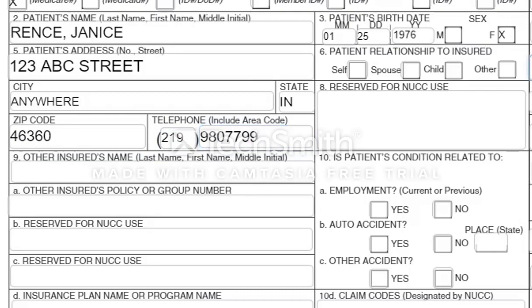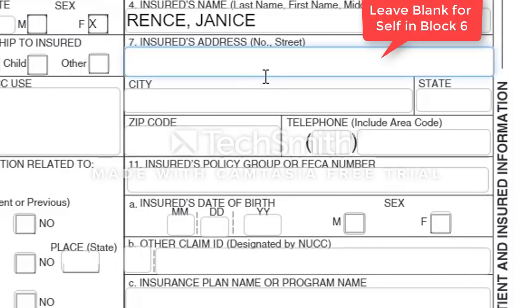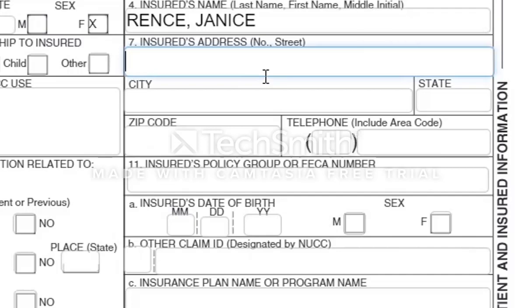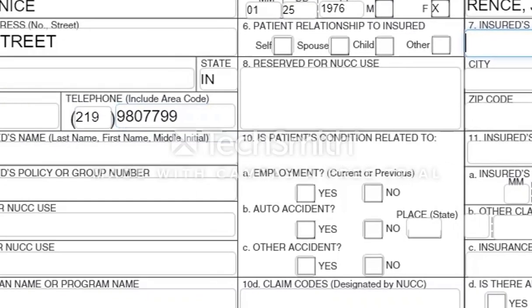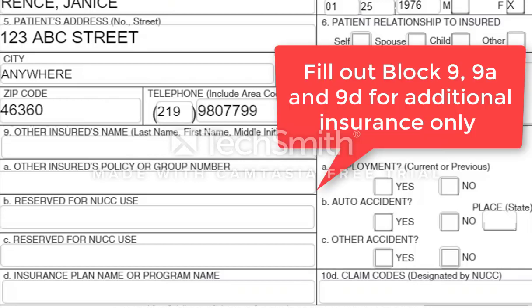Okay. Now, one of the big differences with Medicare is Block 7. We do not need to fill it in unless it is somebody else. With this being a self, we leave it blank. Block 8, we will leave blank. Block 9, we will leave this blank if Medicare is the only insurance. Otherwise, we would put the additional information for the policy in there.